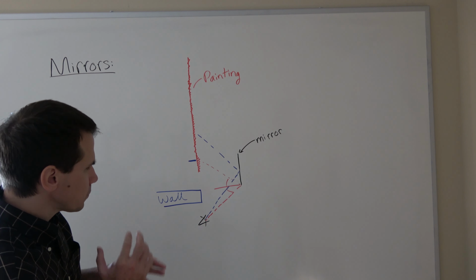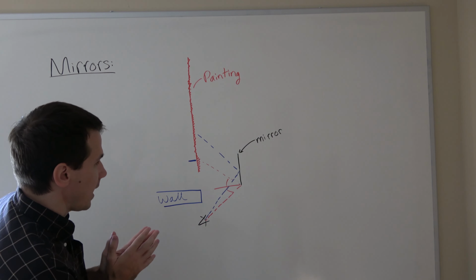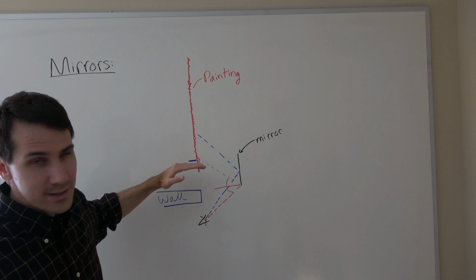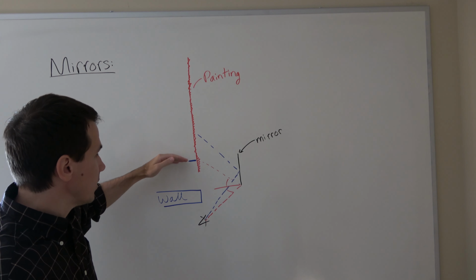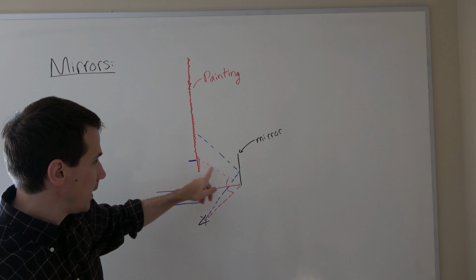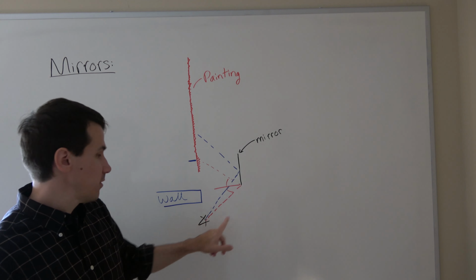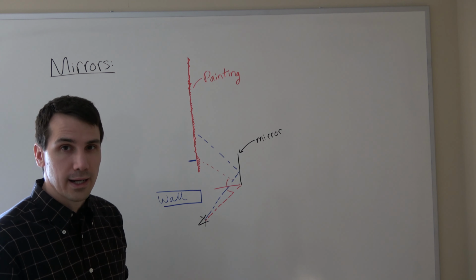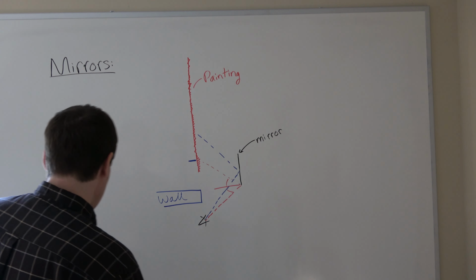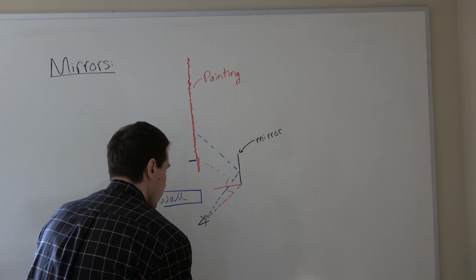And so what we're going to end up having is that the lowest point of the painting that I can see, in this picture, is going to be the light that comes from the painting, bounces off the lowest part of the mirror, and then enters my eye.